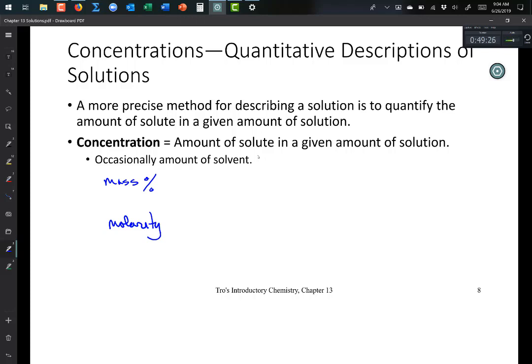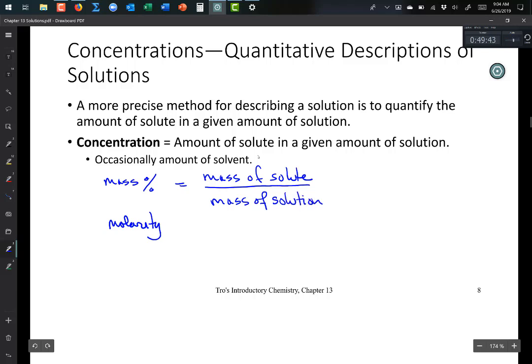Now, mass percent is this. It's the mass of the solute divided by the mass of solution, times 100%. What are the components of a solution again? It's the solute and the solvent. So when you say mass of solution, this is solute plus solvent.